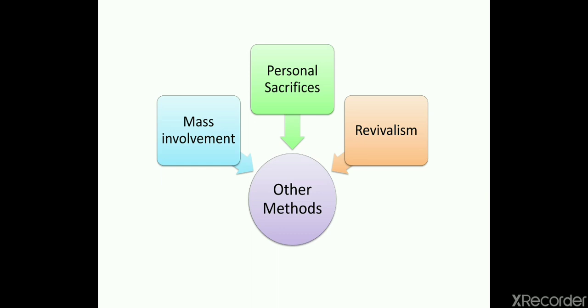So what was mass involvement? As we have seen, early nationalists basically involved the intelligent class or intelligentsia, whereas the assertive nationalists tried to involve the masses. Masses means people from each and every section of society, whether they are rich, poor, or from the middle class. Then personal sacrifices: they motivated people to come forward and show patriotism, to develop love for the nation, so that personal sacrifices should come.